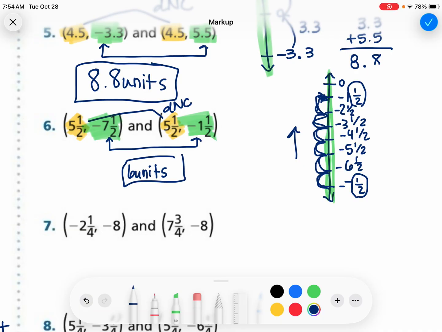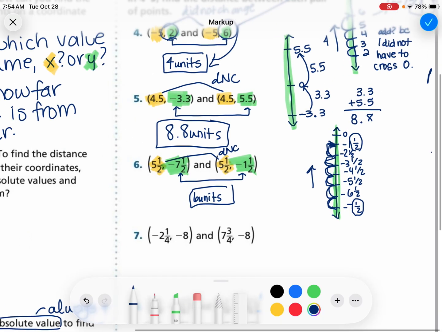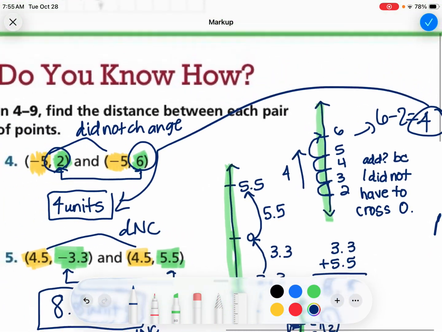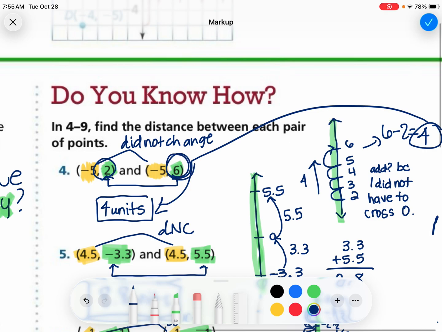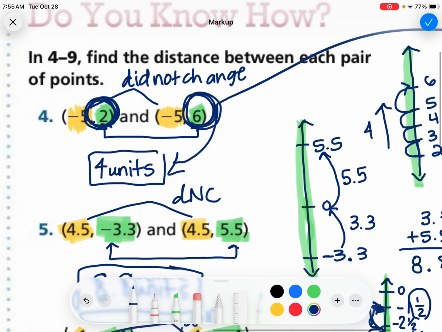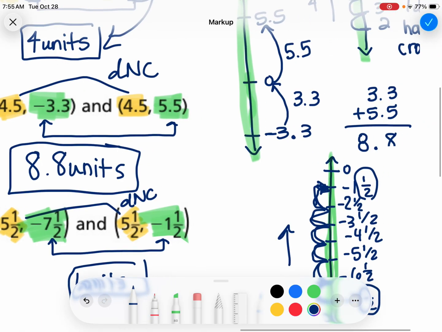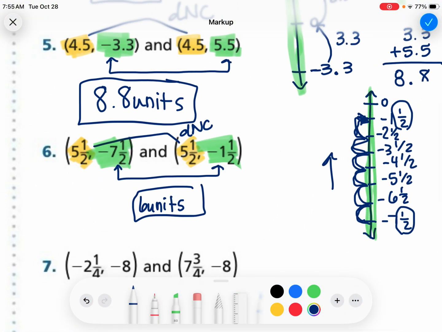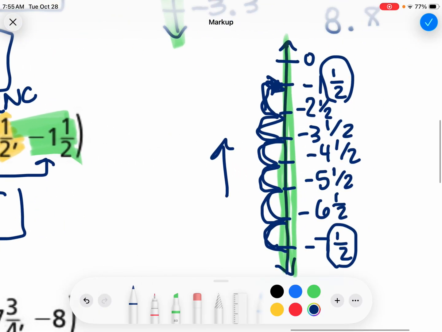Okay. Trick I was going to show you was when you don't have to cross 0, if you pay attention here. On number 4, I was going from 6 and 2, or 2 to 6. If I just subtract the big one minus the small one, so 6 minus 2, I get 4, and 4 was my answer. Here, I had to cross 0, so I added. On 6, I don't have to cross 0. You see that? So my subtraction should still work.